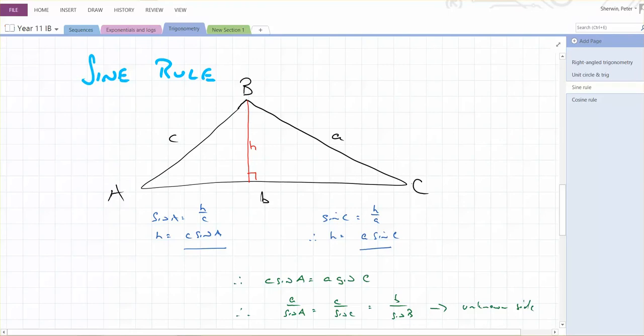Started off with ABC as just any old triangle. It's not right angled, and the labeling of triangles is important here. We use capital letters for the angles, for the vertices, ABC, and we use lowercase letters for the sides, and those lowercase letters are opposite the angles. So side A is opposite angle A, side C opposite angle C, side B opposite angle B. Now what we do is we just drop a little perpendicular down here.